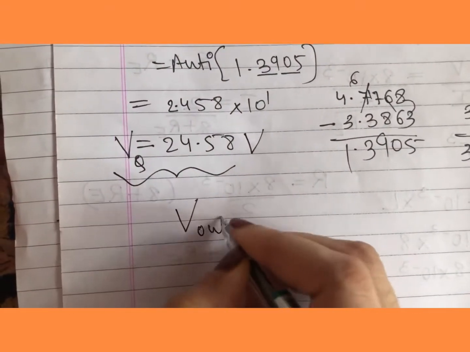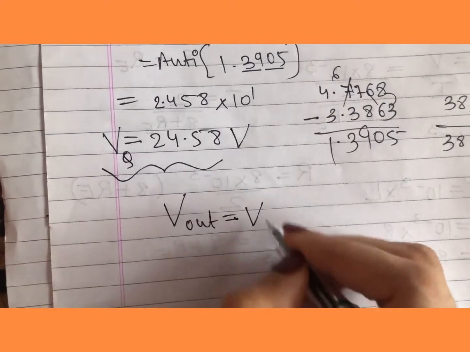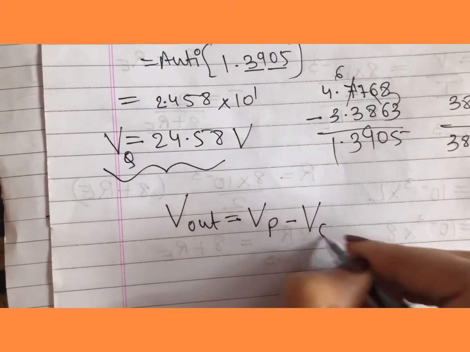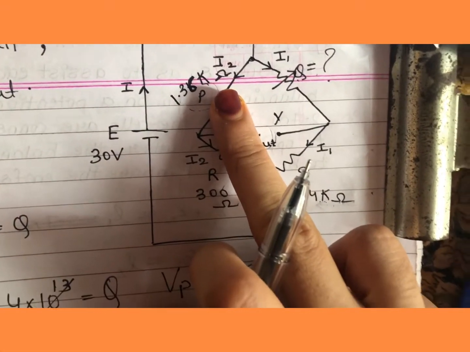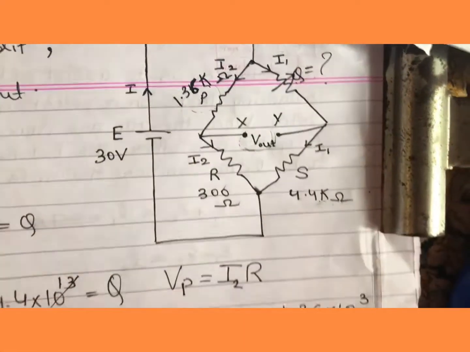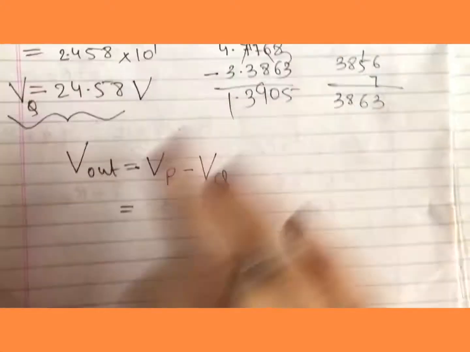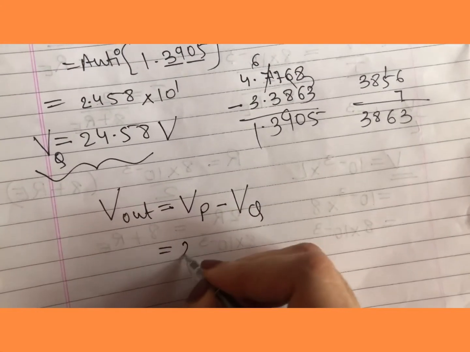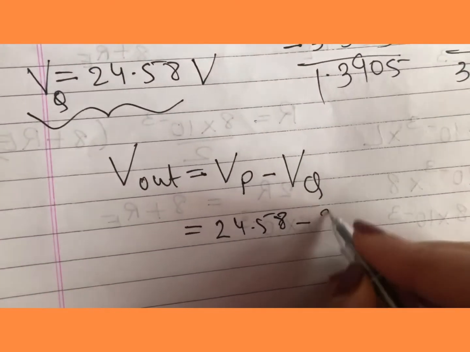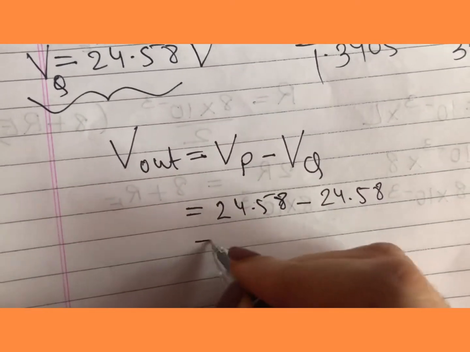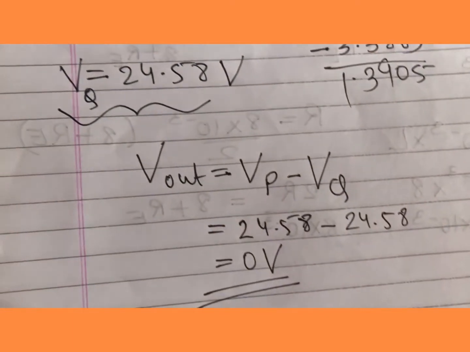So we'll find out output voltage as potential difference across resistor P minus potential difference across resistor Q. Okay. Potential difference across resistor P minus potential difference across resistor Q. So what is across P? 24.58. We have just seen it. What will be across Q? 24.58. So the output voltage is 0 volt. Okay.